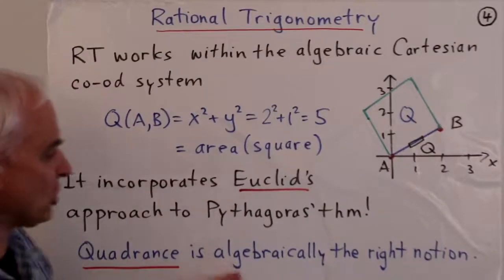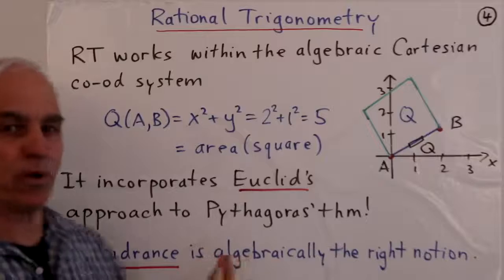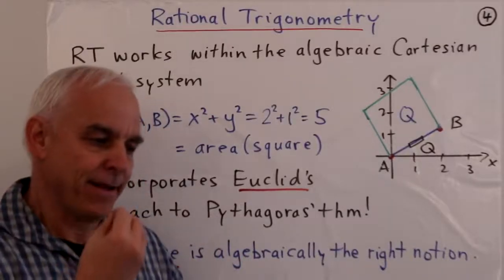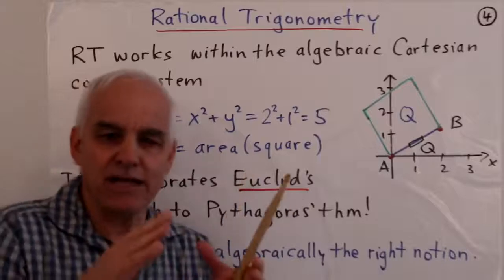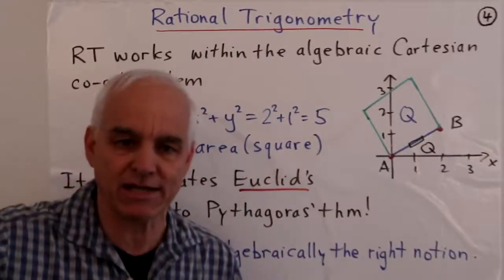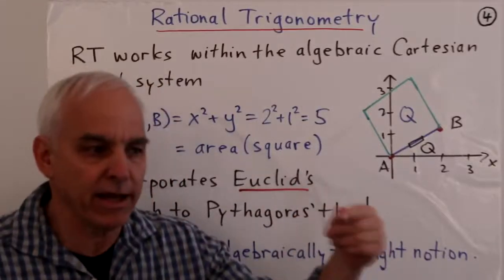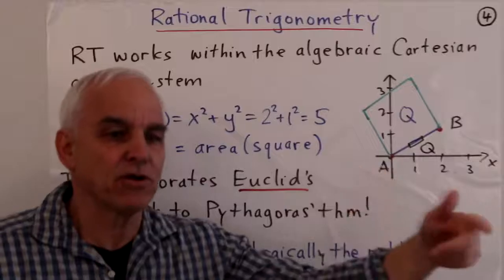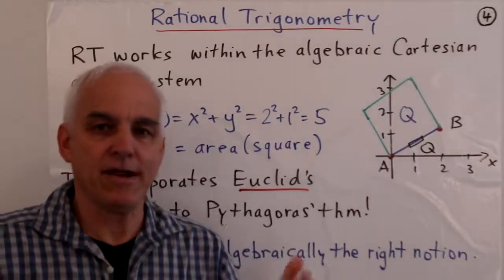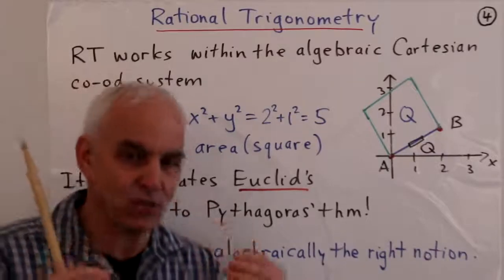So quadrance is algebraically the right notion, and this way we get an algebraic approach to Pythagoras' theorem that really can be completely established in an algebraic setting without any real numbers, without any approximations necessary, without having to invoke algorithms that ostensibly go on forever to compute square roots. Just a night and day difference, okay? It is definitely the right way of thinking.